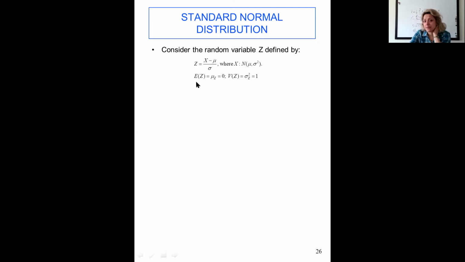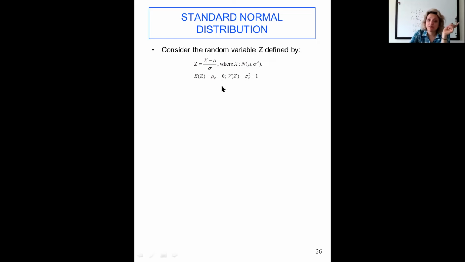And here the expected value for Z, the mu of Z, is 0, and the variance value for Z, sigma squared of Z, is equal to 1. Think about it. If instead of X, I put mu, the expected value is the same as the mean, right? So if my X is mu, it's going to be mu minus mu divided by sigma, which is equal to 0.